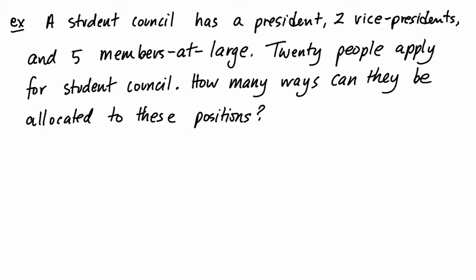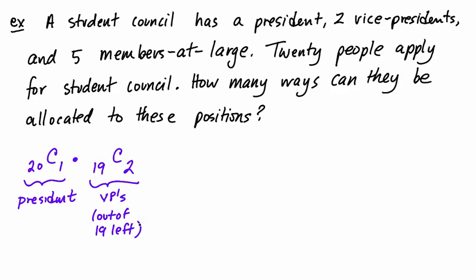these positions? So there are 20 people, and you would choose 1 to be your president. And then you would have 19 people left, and you would choose 2 of them to be your vice presidents. Once you've chosen those 2, there's only 17 people left, and you can choose any 5 of those to be the members at large. So that gives you a grand total, and I would do each of these individually just so you can show your work.